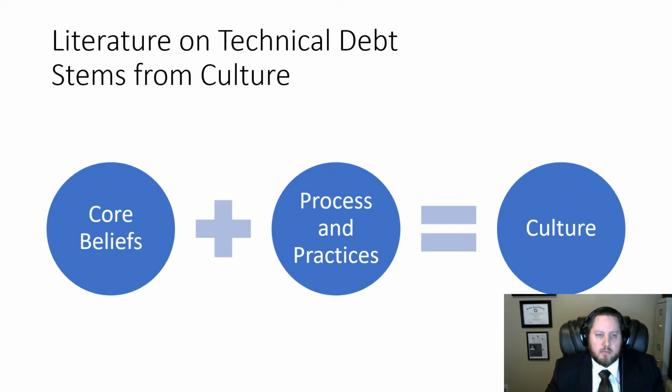My literature review was broken into 2 main areas. I tried to focus on technical debt from a culture lens, since technical debt comes from culture and the decision to allow technical debt to come in or not to allow technical debt to come in. That broke into 2 main areas: core beliefs and processes and practices. Core beliefs are things that people believe about technical debt and how it should be used. Processes and practices are the areas of technical debt that exist.